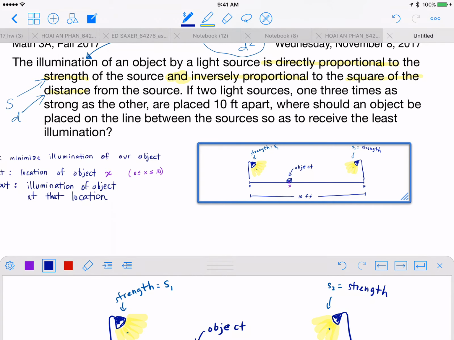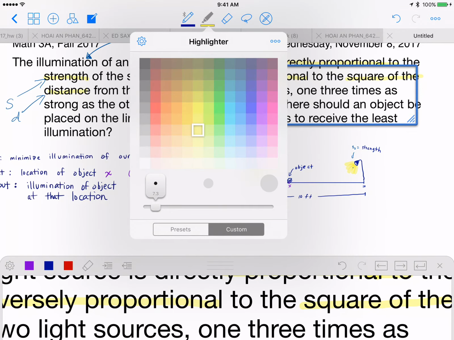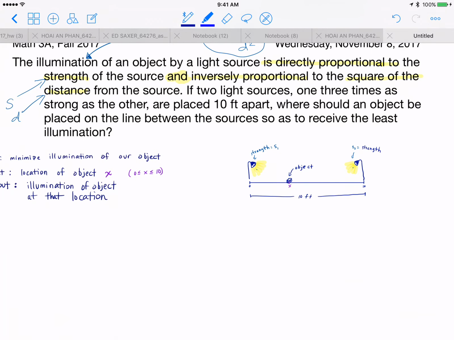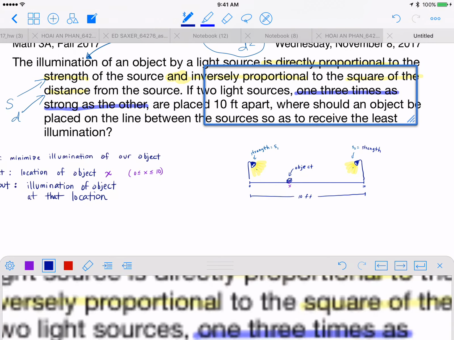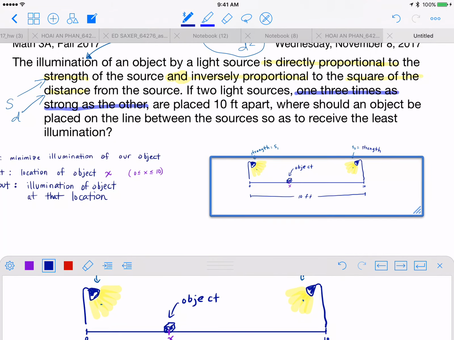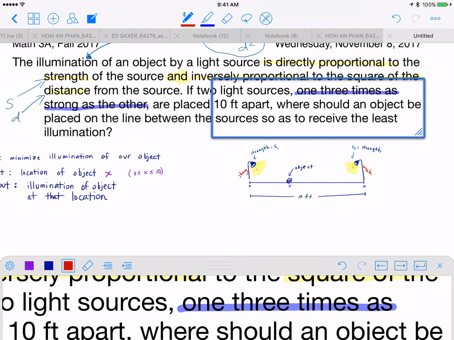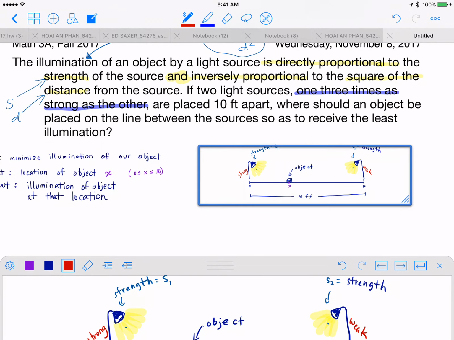Now we're given one more bit of information. The last piece of information will help us determine what's going on with the light sources. One of the light sources is 3 times as strong as the other. It doesn't matter which one is strong and which one is weak. Let's call the one on the right the weak one, and the one on the left the strong one.